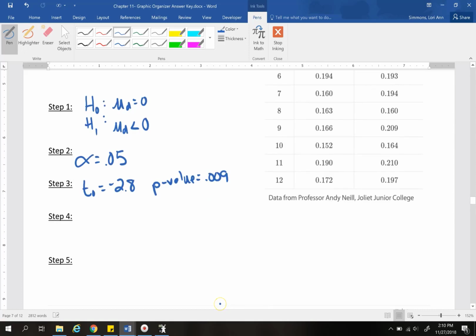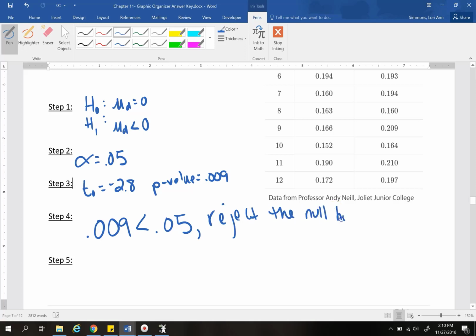Step 4, compare your p-value to your alpha. How does that compare to alpha? It is less than alpha. When it is less than alpha, you reject the null hypothesis. So, going with the alternative.